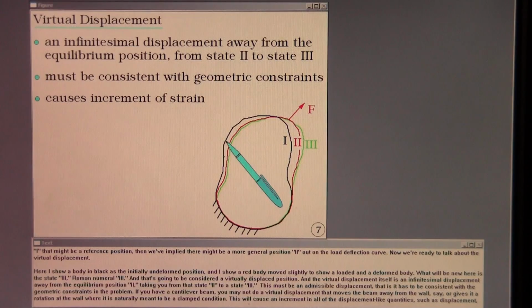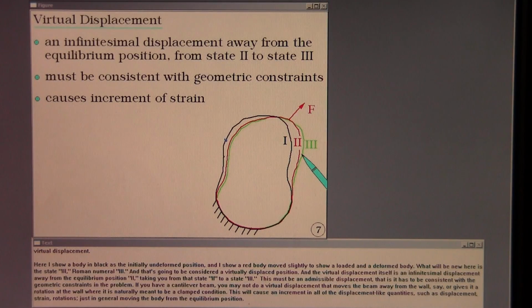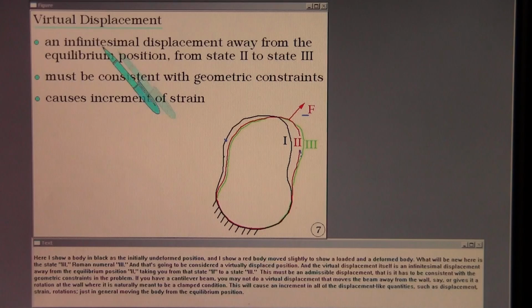Here I show a body in black as the initially undeformed position. Then I show a red body moved slightly to show a loaded and deformed body. What will be new here is the state 3, Roman numeral 3, and that's going to be considered a virtually displaced position. The virtual displacement itself is an infinitesimal displacement away from the equilibrium position 2, taking you from state 2 to a state 3.